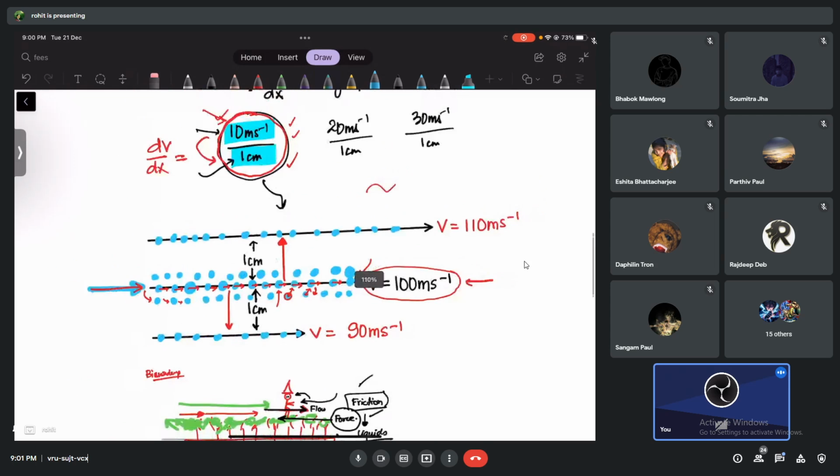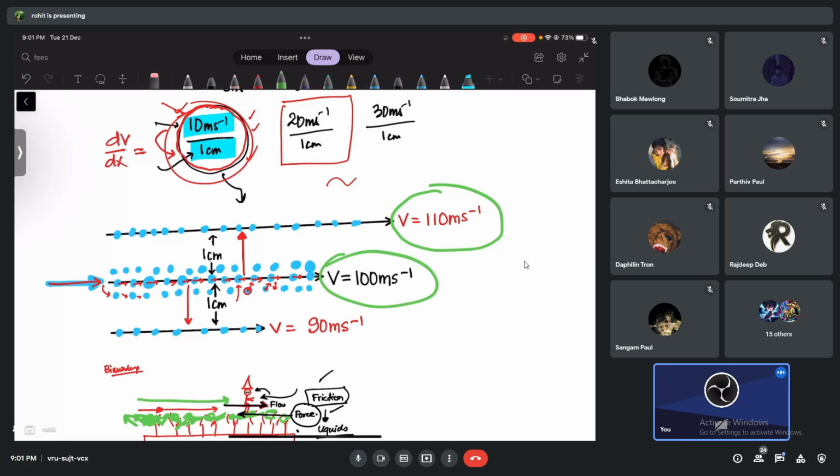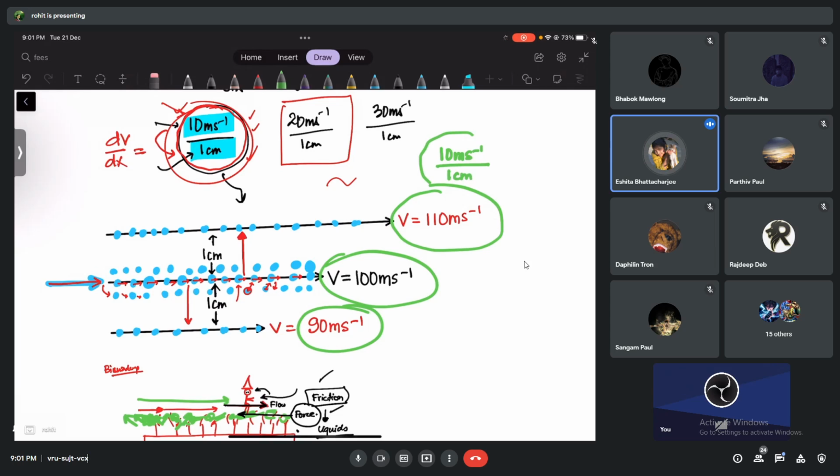Now just try to think. I'm going to change now. Imagine if I go from this velocity gradient to this velocity gradient, think what will happen. Do you understand till now, guys? How much velocity gradient did I use for this one? 10 meter per second is the change of velocity per how many centimeters? 1 centimeter. This is the velocity gradient I have chosen between these layers.